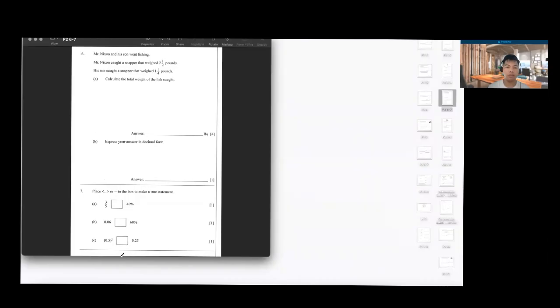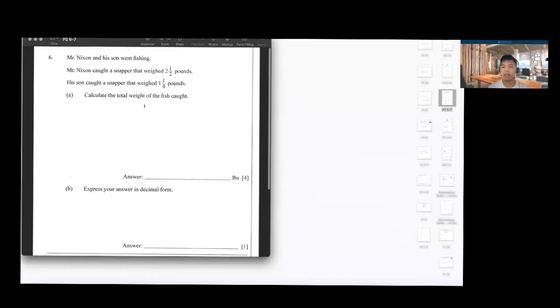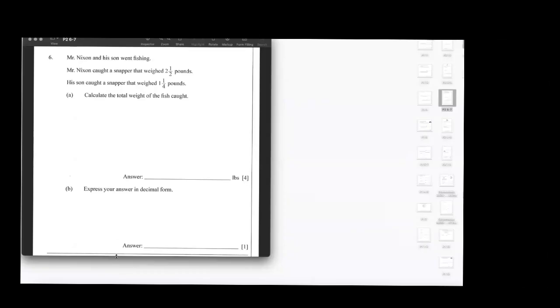Okay, let's go to number 6. Can anyone read this? Malia, can you read number 6? Mr. Nixon and his son went fishing. Mr. Nixon caught a snapper that weighed 2.5 pounds. His son caught a snapper that weighed 1 1/4 pounds. Calculate the total weight of the fish caught.